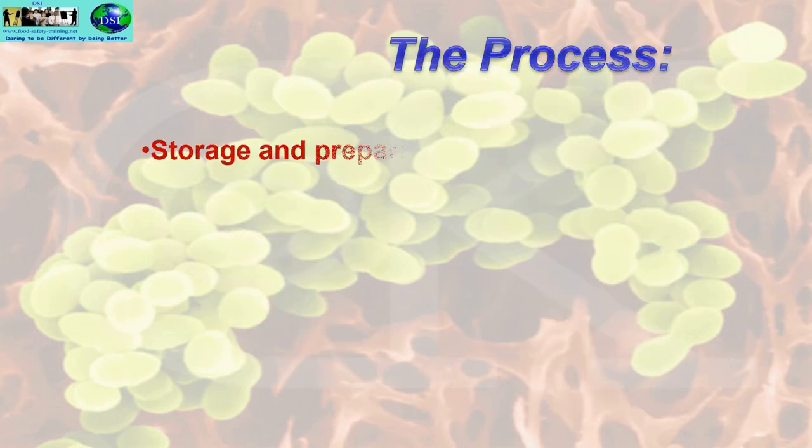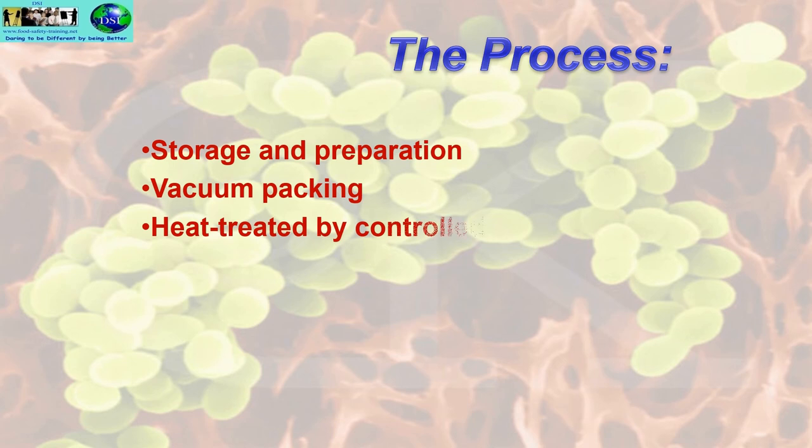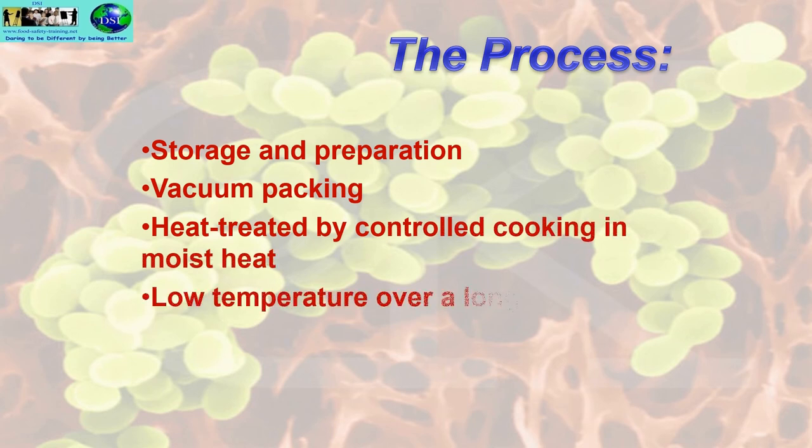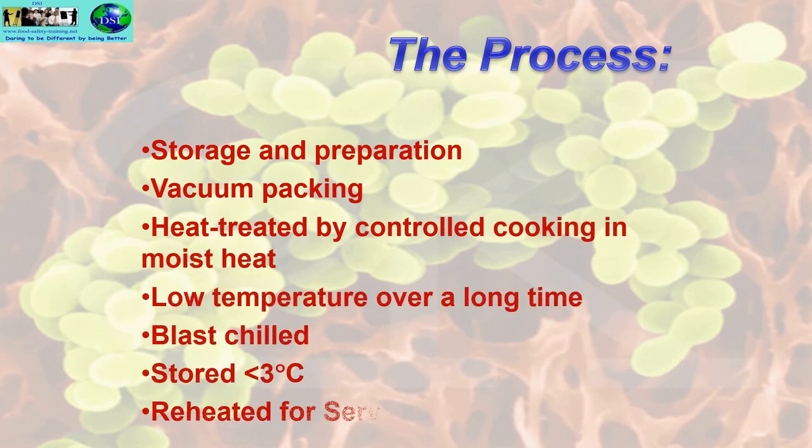So the process is storage and preparation, vacuum packing, heat treated by controlled cooking in moist heat, and held at low temperature over a long time, blast chilled, stored at less than 3 degrees C, and reheated for service.